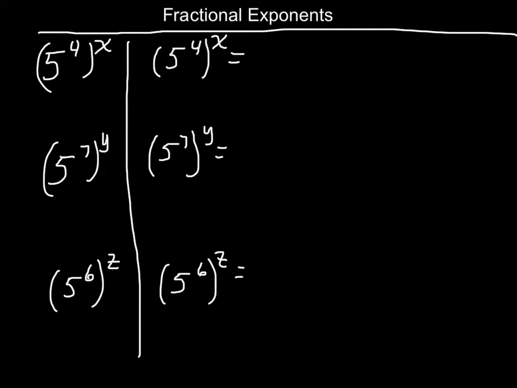Okay, so the first one here, 5 to the 4th to the x is equal to 5 to the 24th. The second one is 5 to the 28th. And the third one is 5 to the 3rd. So go ahead and hit pause right now and see if you can solve for x.